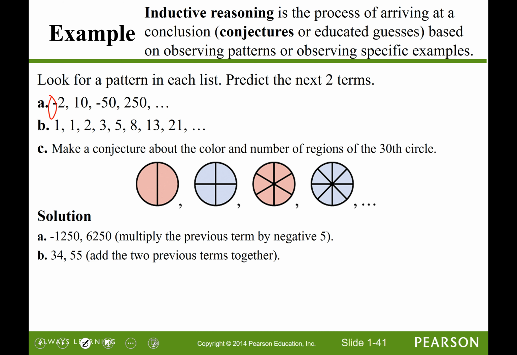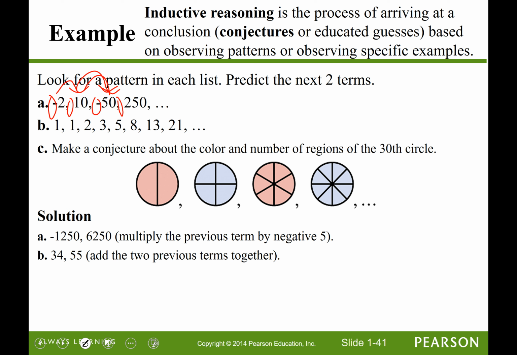Whenever your signs go negative, positive, negative, positive, that means you're multiplying by a negative number or dividing by a negative number. And to get from -2 to 10, you could have added 12 or multiplied by -5. Adding 12 would not get us to -50, but multiplying by -5 would. So part B, the next two terms are 34 and 55.